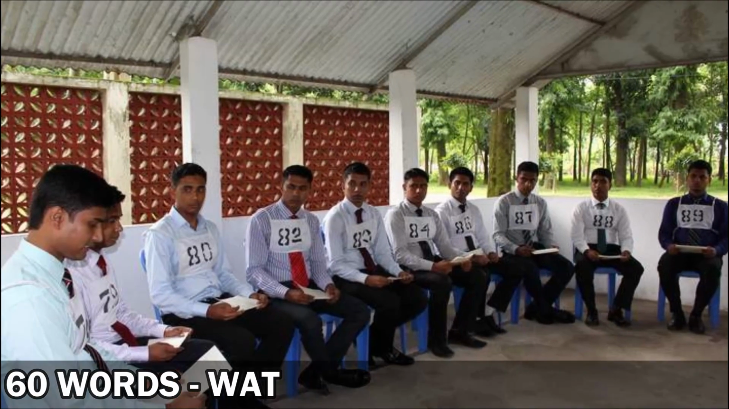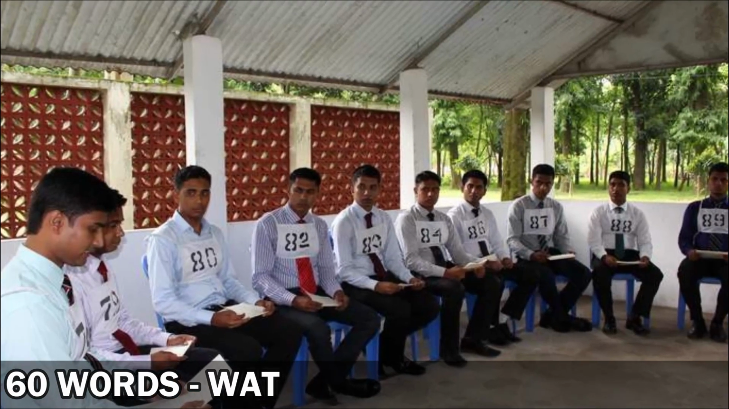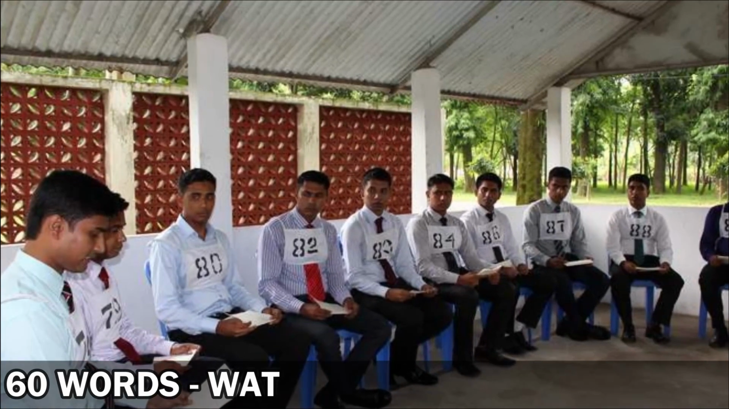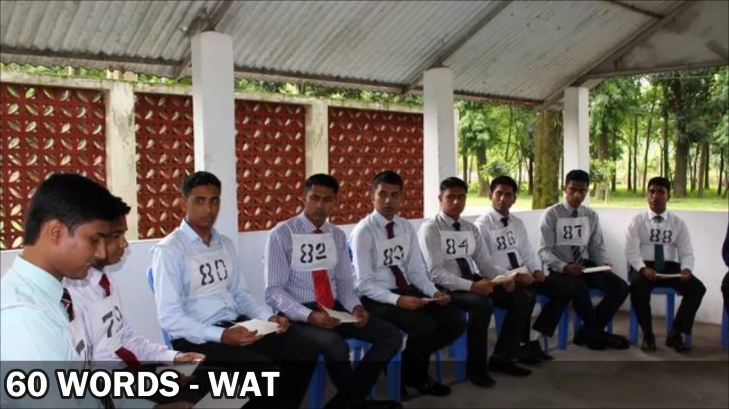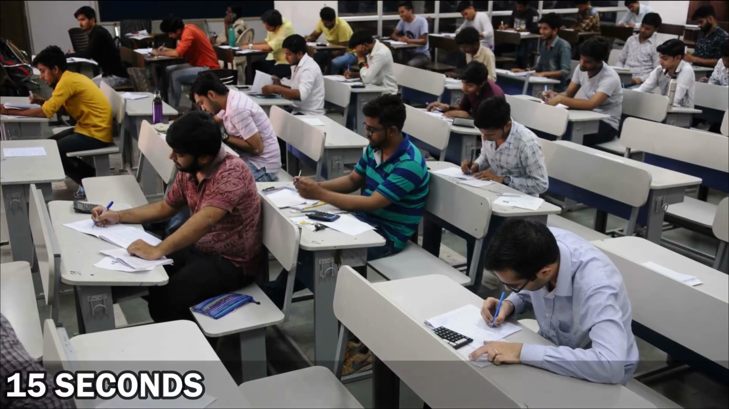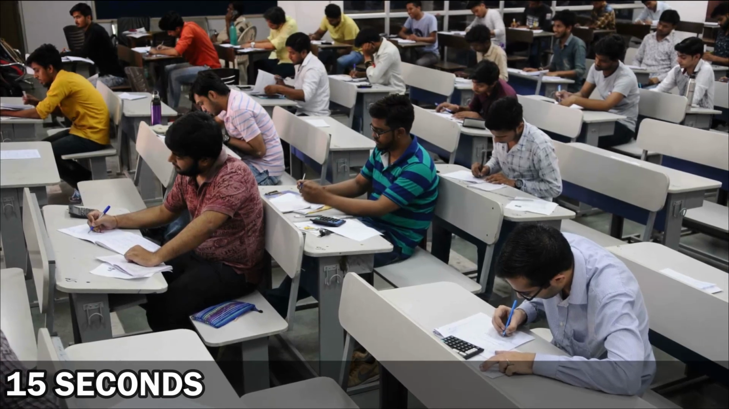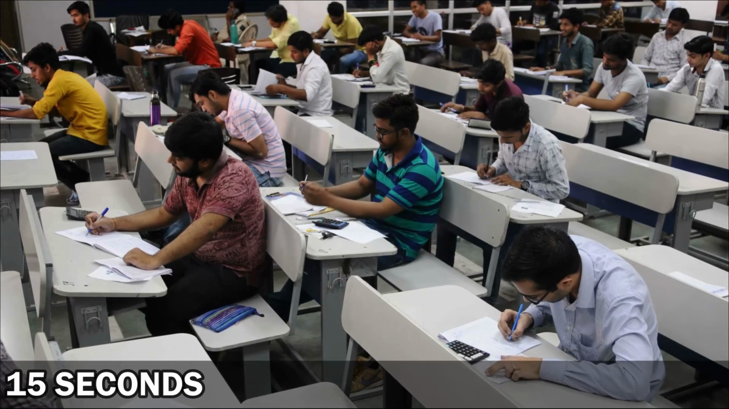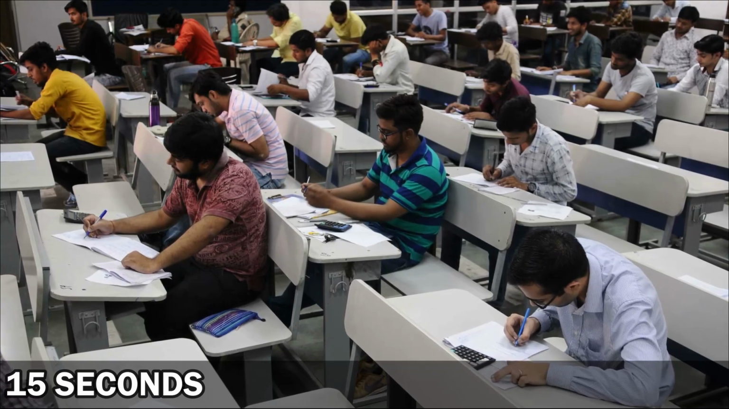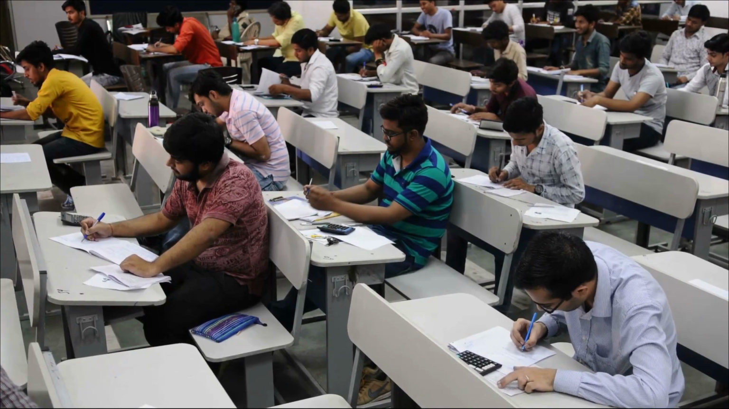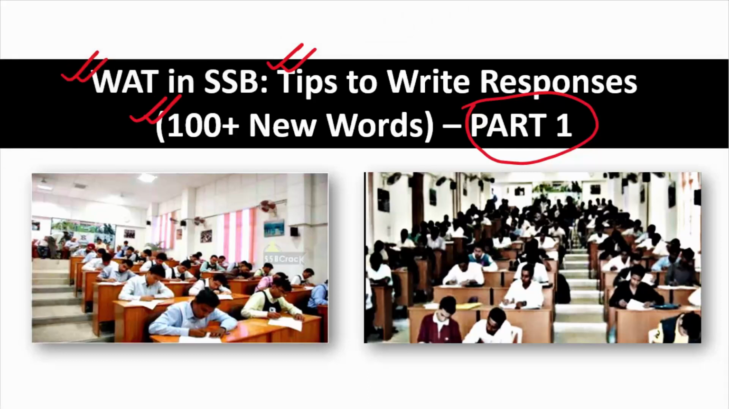A list of 60 words in WAT are shown one by one on a screen to the candidates in SSB. These will be those types of words which are used in our day-to-day life. A total of 15 seconds will be given to the candidates to read a single word and write their response in the form of a complete sentence on their answer sheet. After 15 seconds, a new word will appear with a beep on the screen and the candidate has to repeat the same procedure. So today in this session, I'm going to discuss some of the sample responses that you can write for some words which you can get easily in your WAT in SSB interview.